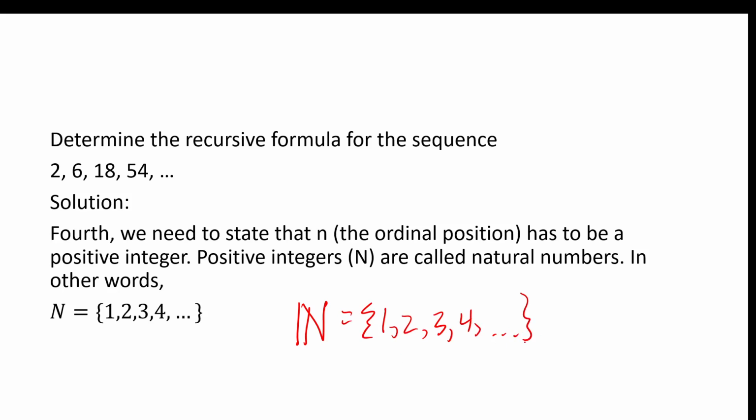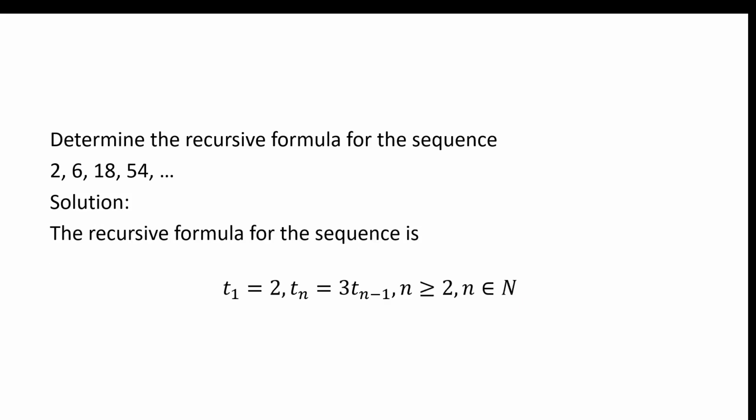Think of when you're teaching someone how to count. You don't involve 0 and you don't involve negatives or decimals. The person starts at 1 and continues on. Those are natural numbers. So we could say the recursive formula for the sequence shown is t1 equals 2, tn equals 3 times tn minus 1, n is greater than or equal to 2, and n is a natural number. So breaking this down, the circled part means the first term is 2.